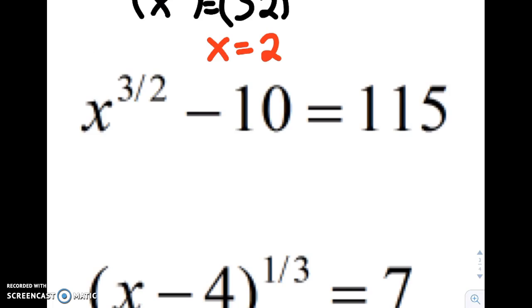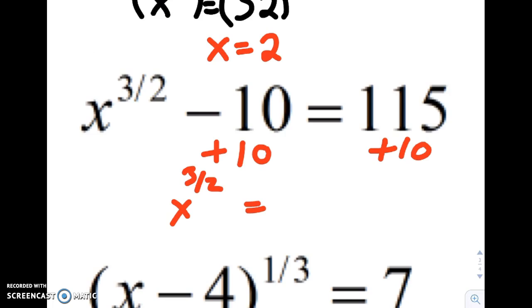Next example, similar situation, we need to isolate first. So we've got x to the 3/2 minus 10 is equal to 115, so I'm going to add 10 to both sides just to isolate this variable. And that's 125 over here.